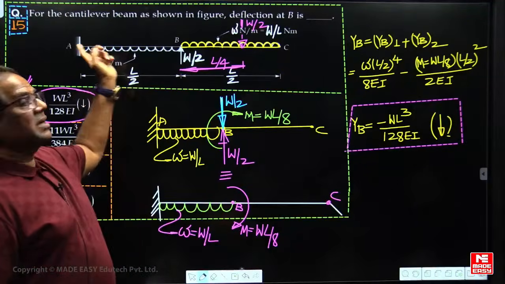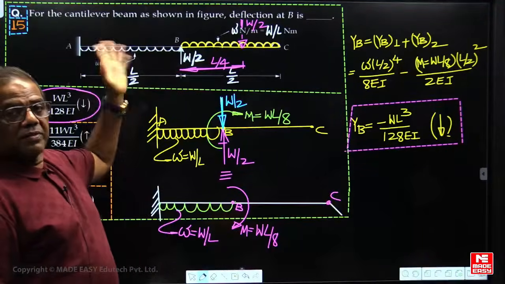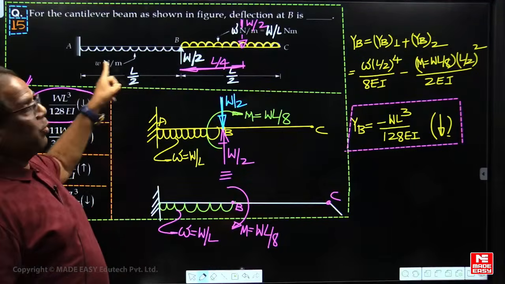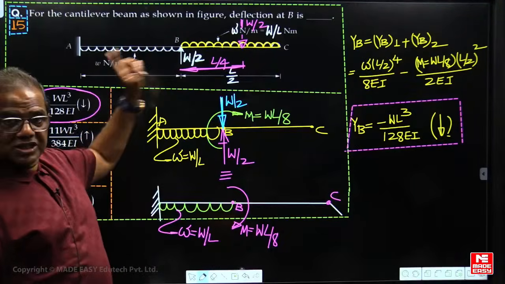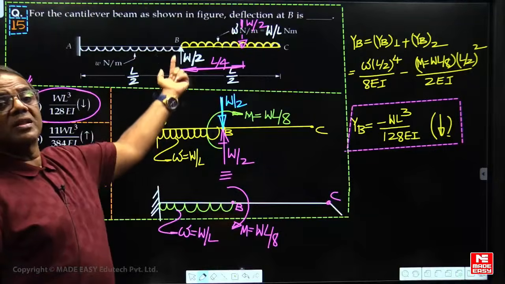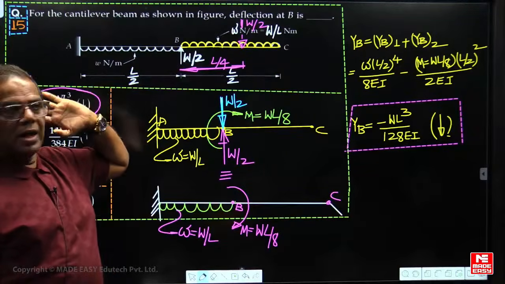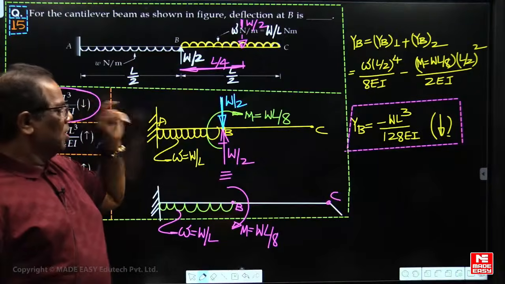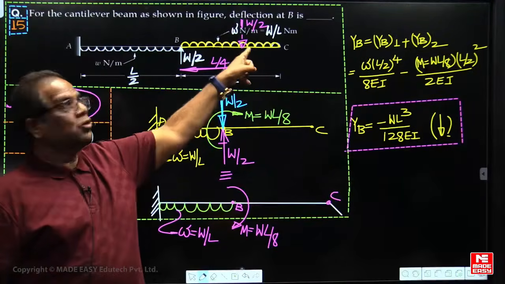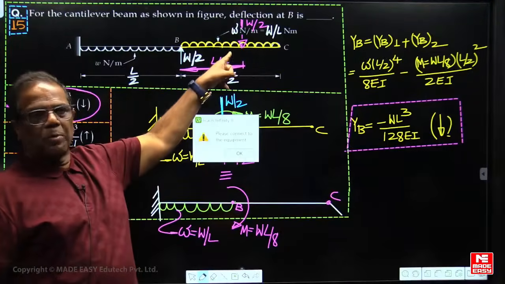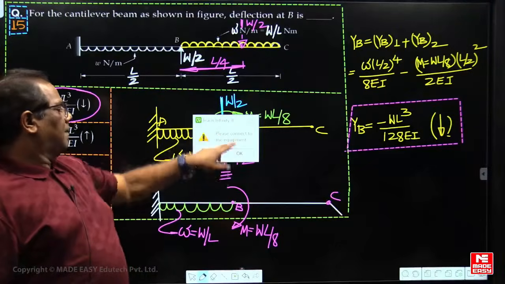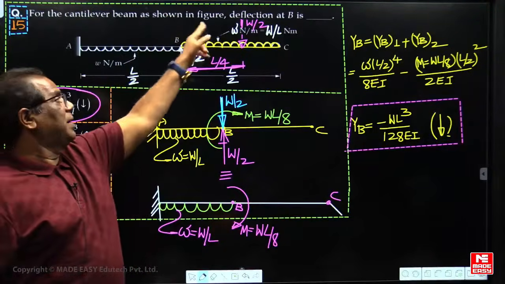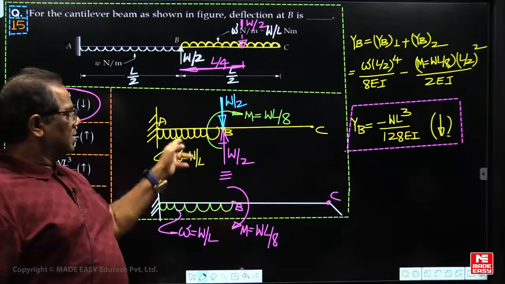Some students will extend this, that will take more time. Due to this upward UDL, the deflection at B is known. Due to the constant point load also known. But due to this downward UDL, at B it is not known. So convert into total load. Total load is a constant point load W by 2. So this will be equal to a constant point load downward and a moment, clockwise.